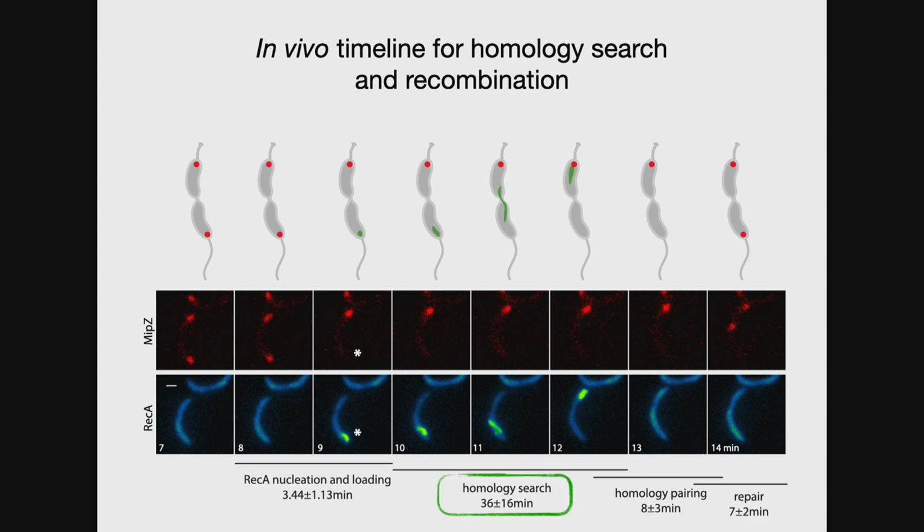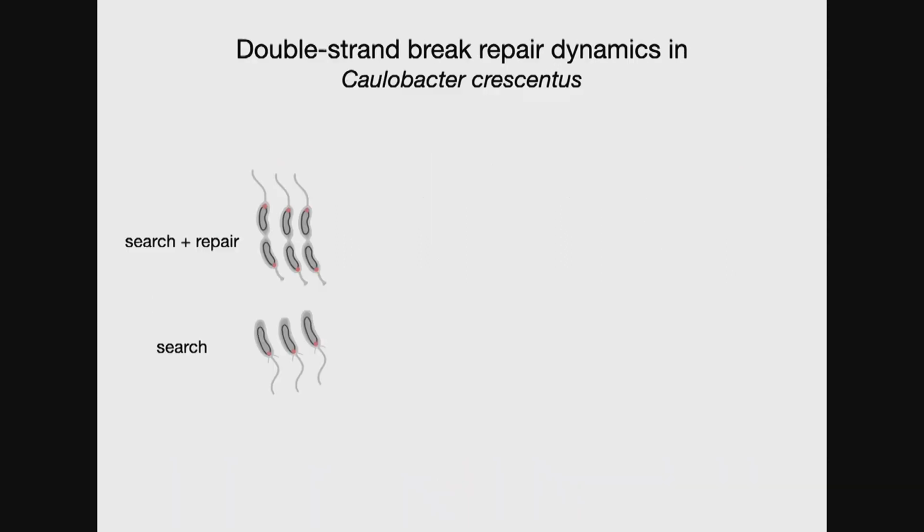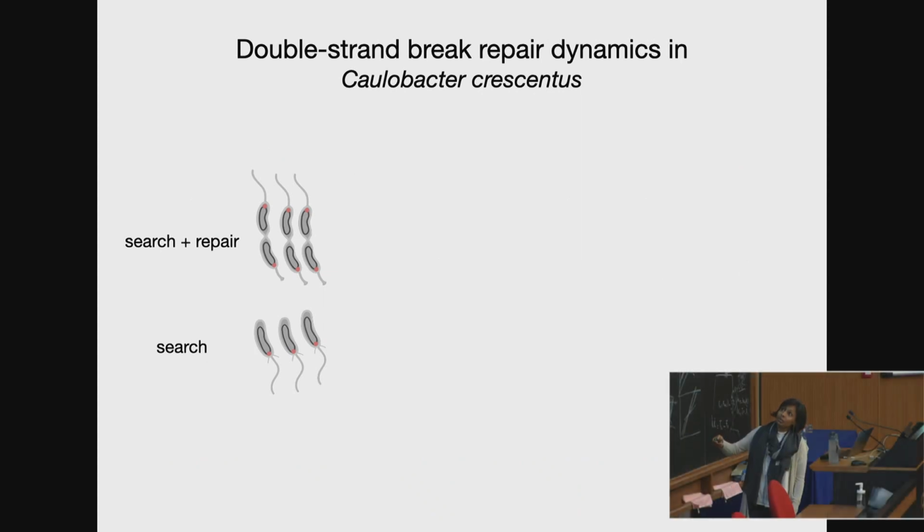And so our estimates of homology search time also match quite nicely with E. coli's homology search time. It's approximately 36 minutes. And what I'm going to do for the rest of the talk is just focus on the dynamics at this time of homology search. And just to remind you again, what we did was to look at the RecA dynamics in cells with two chromosomes and then cells with one chromosome. One chromosome tells you about search, but no repair because there's no template. And then the two chromosomes where you can get repair also.